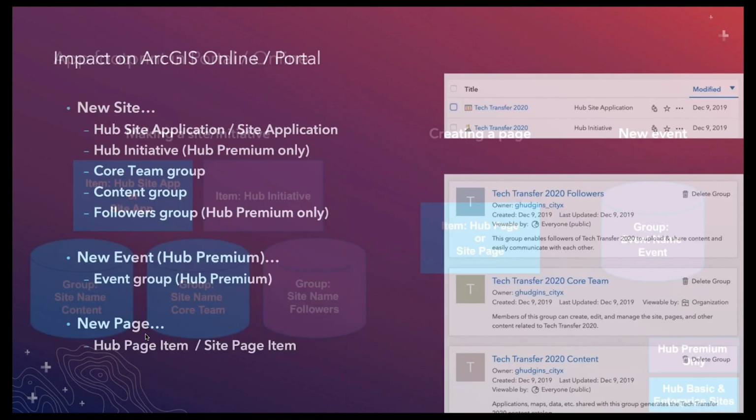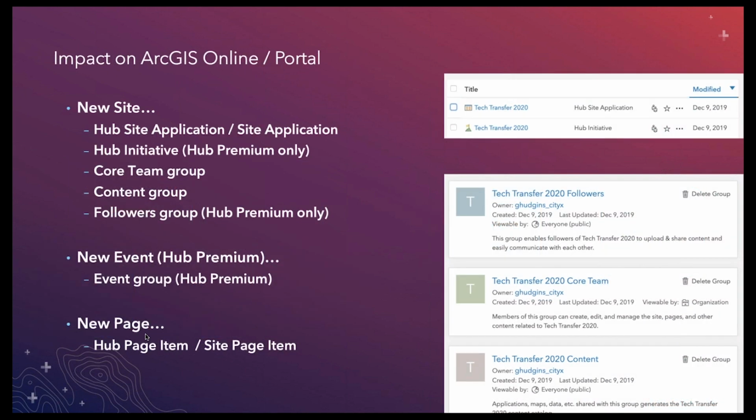So you can see in ArcGIS Online, this is what it would look like. You see there's a hub site application, your content, there's a hub initiative, and then in the groups section, there's the core team group, content group, and the followers group if you're in premium. You'll also see, like I mentioned, the event group and the new page item if you create those pieces of content.